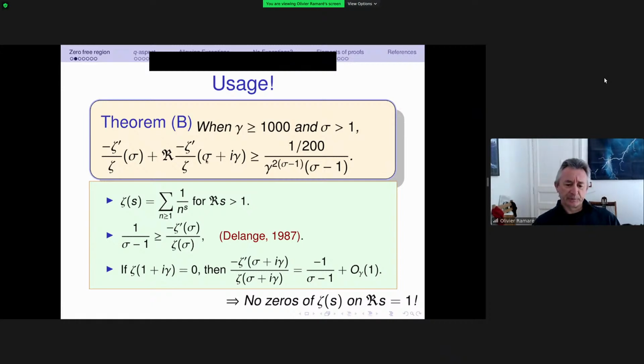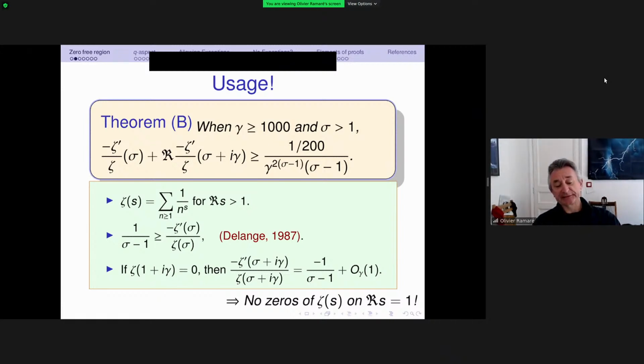And okay, for the Riemann zeta function, we are very interested in its zeros. And at the beginning, let us have a look at the zeros next to the line real part equal to 1, and even for simplicity, at the line real part of s equal to 1. So assume you have a zero in 1 plus iγ.